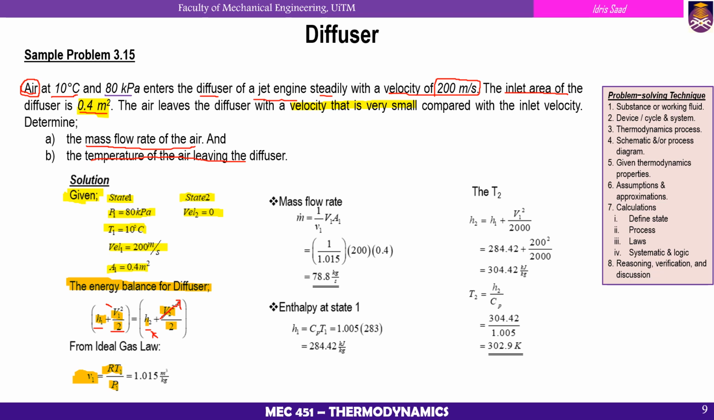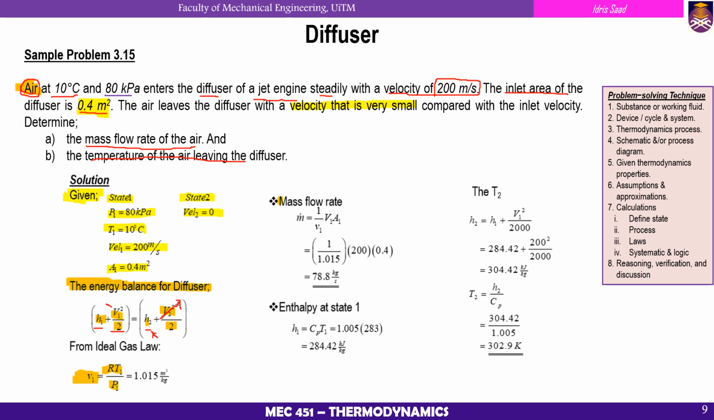So substitute all the required data. The substance is air, so by referring to our table, R is equal to 0.287 kilojoule per kilogram Kelvin. And of course, we have to change the unit of temperature from 10 degrees Celsius into Kelvin by adding 273. So now we know the value of specific volume 1.